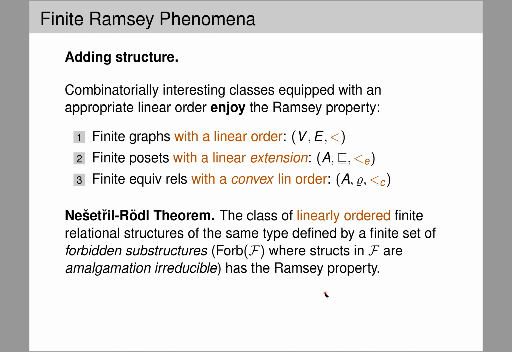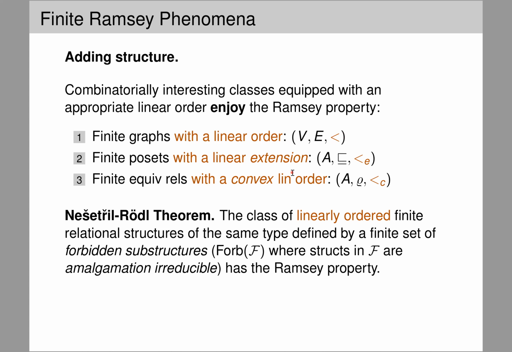Okay, so how do we enforce the Ramsey property by adding more structure? We usually add some linear orders. For example, the class of all finite graphs does not have the Ramsey property. But if you add all possible linear orders to all finite graphs, we end up with the class of structures which has the Ramsey property.